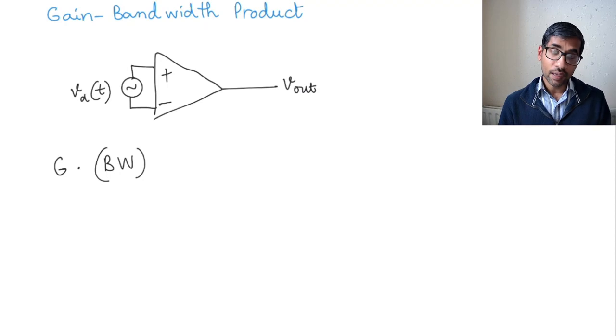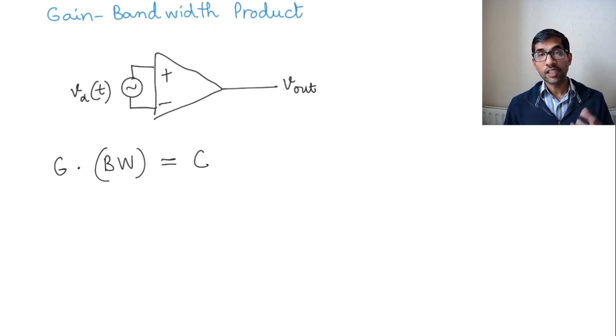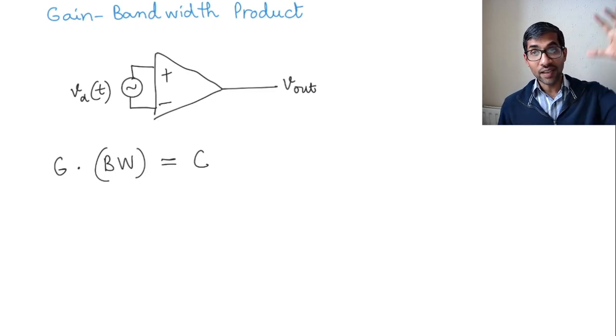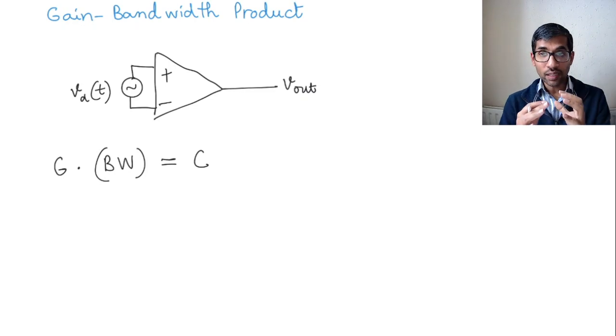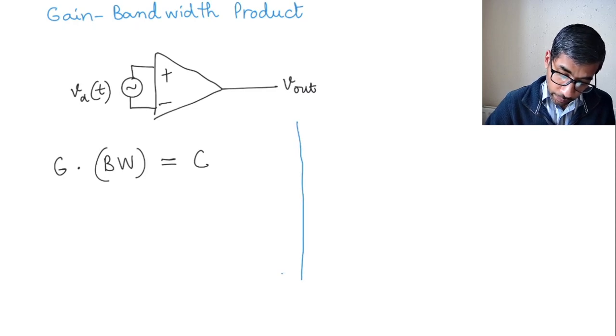And in many op amps, the gain bandwidth product is a constant. Okay, it's a constant C, which means that if you use a higher gain, the bandwidth that you can use the op amp for reduces. That is, the frequency that you can use the op amp for reduces. So let me draw a graph, and hopefully this will start to make a little bit more sense.